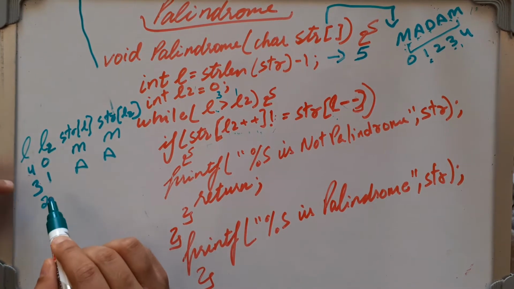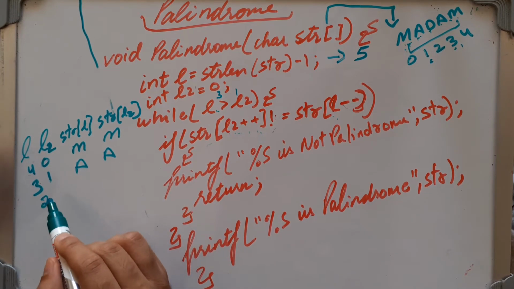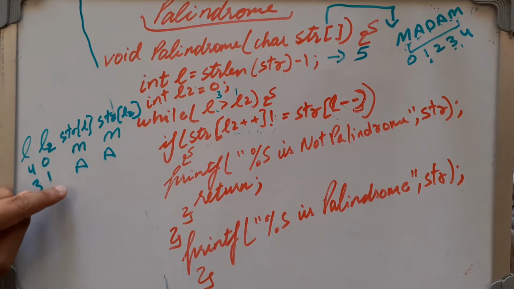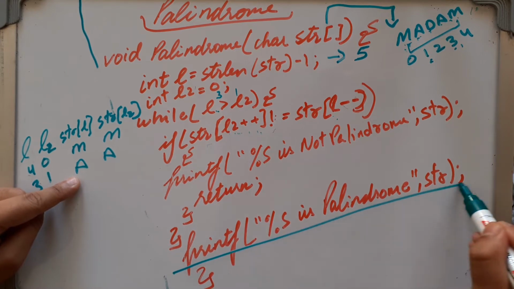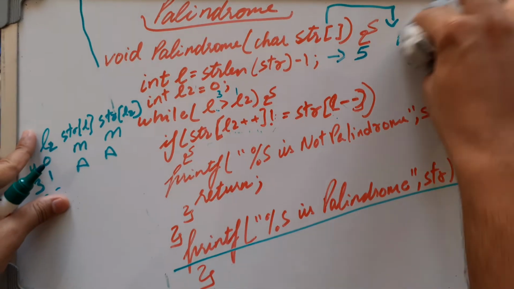Then 2 and then, yeah, then 2 and that's plus plus 2. The condition is false right now, so it will not go inside, it will check till here and it will print like is palindrome. Let us take another example, the string which is not palindrome.